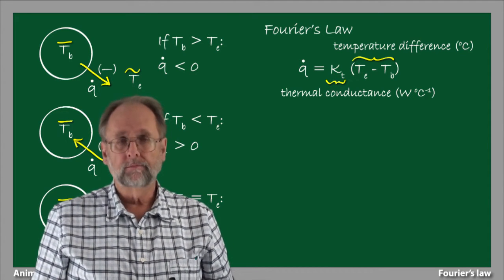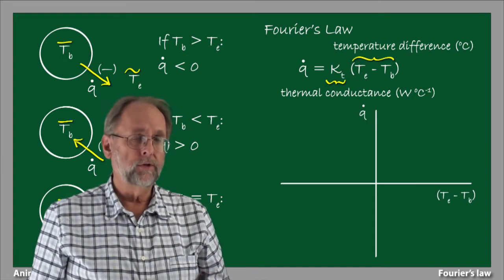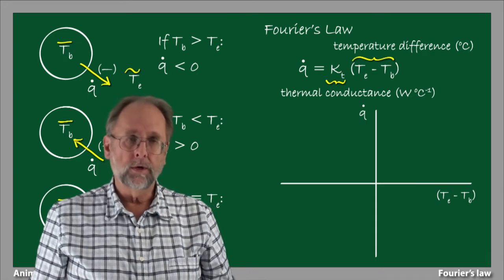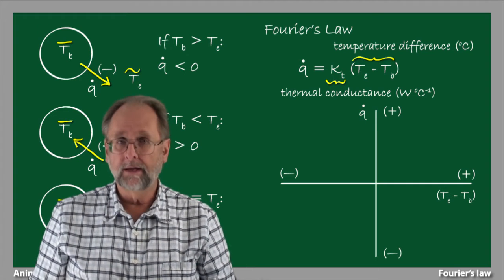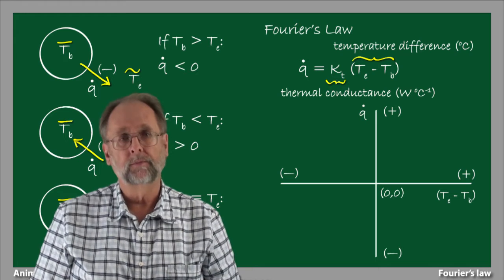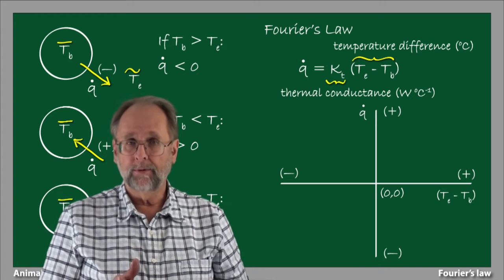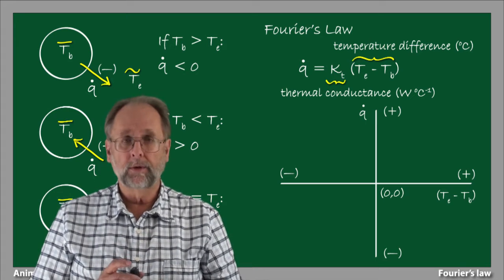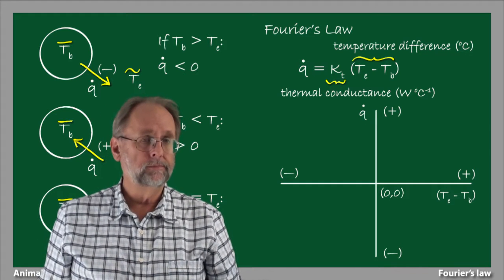Let's graph it out on a plot of Q dot versus the temperature difference. Because both of these quantities can be either positive or negative, we have to place the graph's origin at 0, 0. This is the point where the temperature difference is equal to 0, and there will be 0 heat flux between the body and environment.